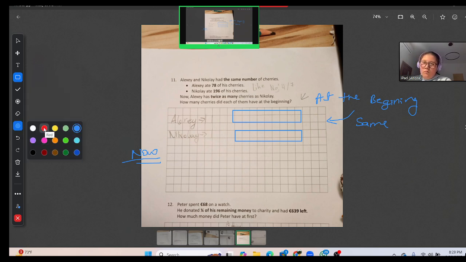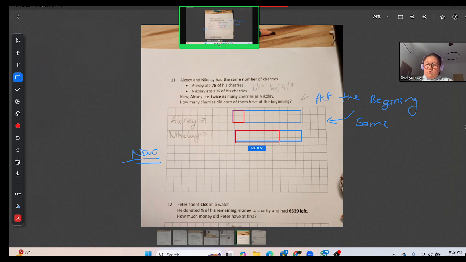So basically, let's suppose, I think I can draw that the red one is showing the eaten. Alexei ate 78 and Nicole ate 196. So this much is what Alexei ate, and this much is eaten by Nicole. The red one is eaten, and this is 78, and this is 196. I would write here eaten cherries.